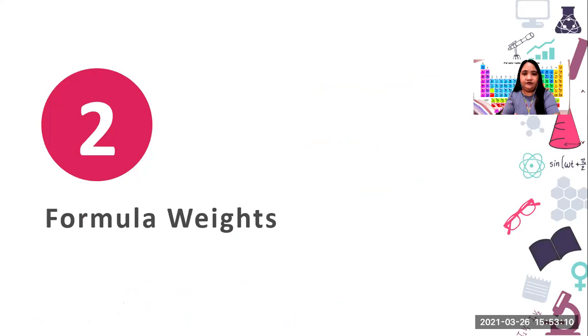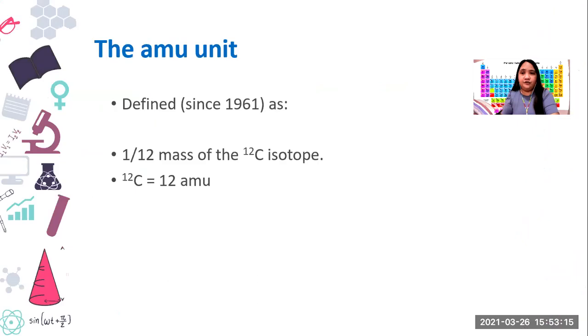What about different numerical values that we will be encountering? We have the first one, the AMU unit or the atomic mass unit.